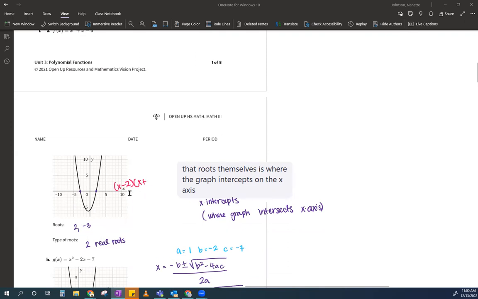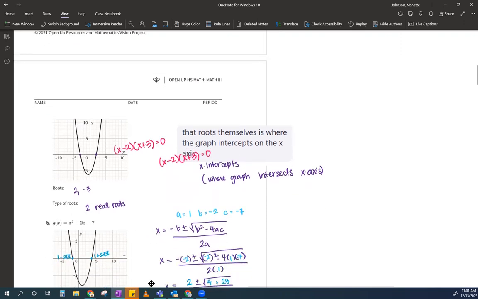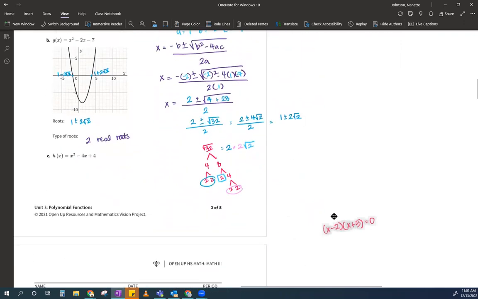Now, if you're wondering, Ms. Johnson, why is it opposite? Well, because if I set this equal to 0, right, and then I use my zero product property, I would get my roots as 2 and -3. So that means that the factored form is going to be x minus 2 and x plus 3. Okay. So I'm going to copy this so I can put it in my answers down there, where we're actually trying to work.